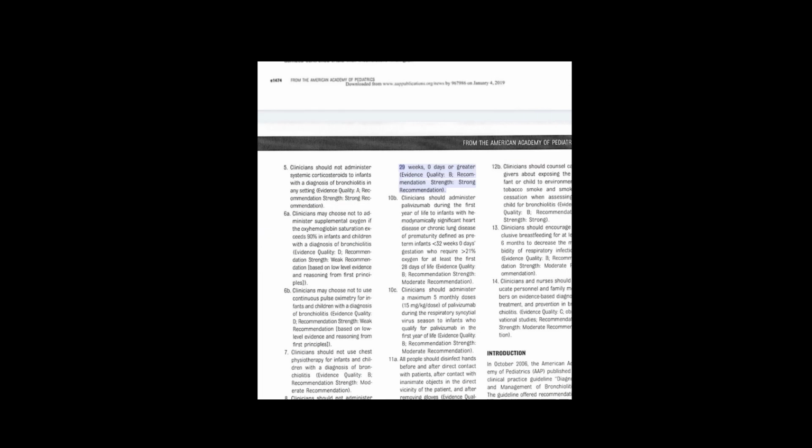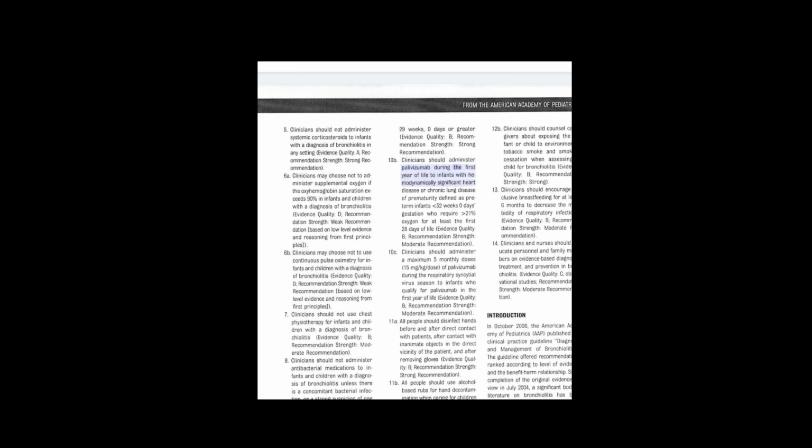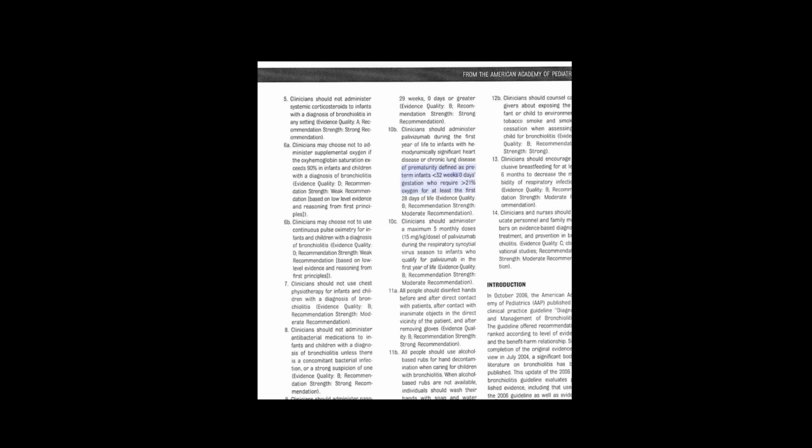Prevention. 10a. Clinicians should not administer palivizumab to otherwise healthy infants with a gestational age of 29 weeks, 0 days or greater. 10b. Clinicians should administer palivizumab during the first year of life to infants with hemodynamically significant heart disease or chronic lung disease of prematurity, defined as preterm infants less than 32 weeks, 0 days gestation who require more than 21% oxygen for at least the first 28 days of life. Evidence quality B. Recommendation strength, moderate recommendation. 10c. Clinicians should administer a maximum of 5 monthly doses of palivizumab during the respiratory syncytial virus season to infants who qualify for palivizumab in the first year of life.